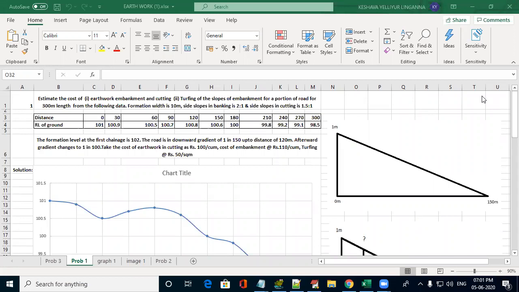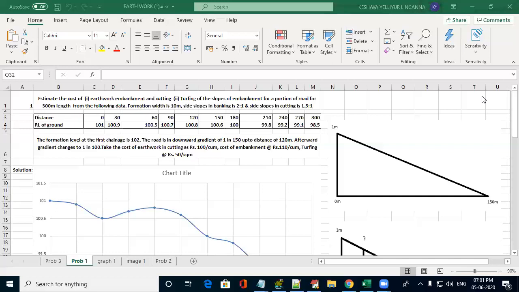About the theoretical part of calculation of earthwork. Earthwork will be in two forms. One is in cutting, another one is filling. And we have different methods to work out the earthwork: mid-sectional area method, mean sectional area method, and prismoidal method. And we have prismoidal rule and trapezoidal rule method also.